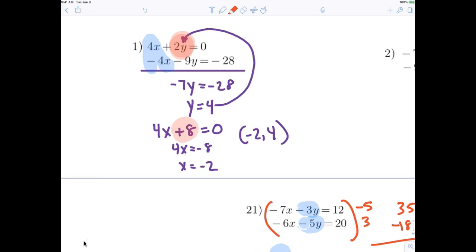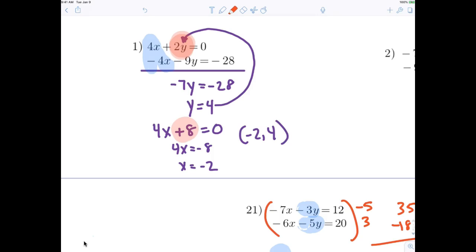Julian, you good now? Yeah. All right, tell me. How do you know where they're coming from? Could I have plugged it into the bottom equation? Yes. It doesn't matter. It always is going to come out to be the same.